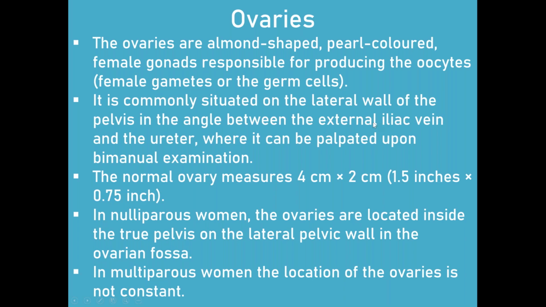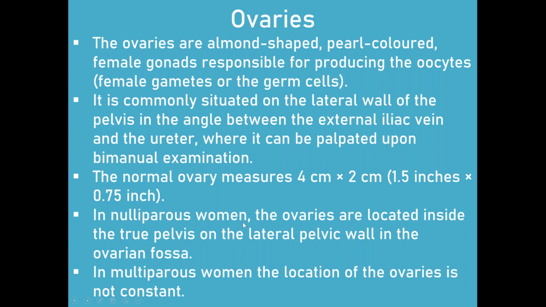What about the ovaries? Ovaries are a pair of almond-shaped female gonads responsible for producing oocytes, the female gametes or germ cells. They are commonly situated on the lateral wall of the pelvis in the angle between the external iliac vein and the ureter, where they can be palpated on manual examination. The normal ovary measurement is 4 centimeters by 2 centimeters, about 1 inch to 1.75 inches. This is the normal measurement of the ovaries, 4 centimeters multiplied by 2 centimeters.